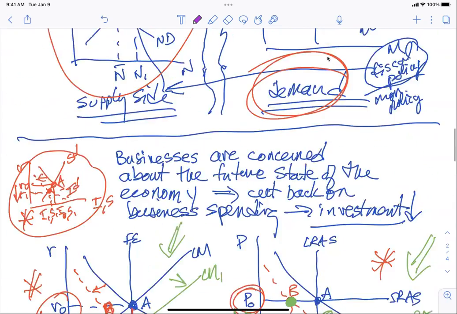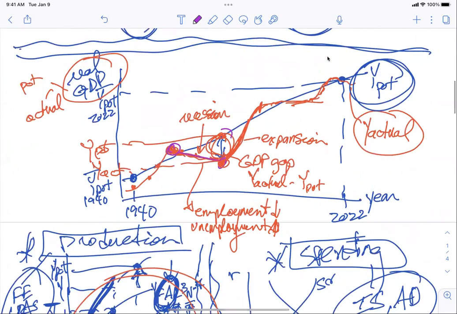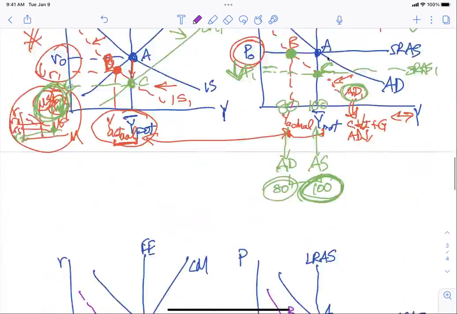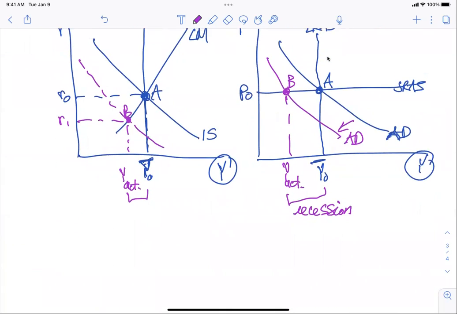Let's go back to this graph we did up here. Below potential GDP, recession. Something caused GDP to go down. This is the shock. In this case, it was businesses spending less on new equipment because they're worried about a recession in the future. Notice that their decision to spend less actually causes a recession. So it's a self-fulfilling prophecy. They think there's going to be a recession, they cut back spending, and recession happens.